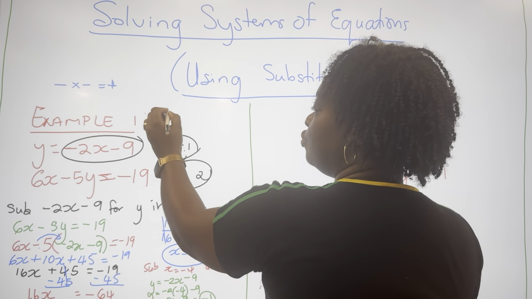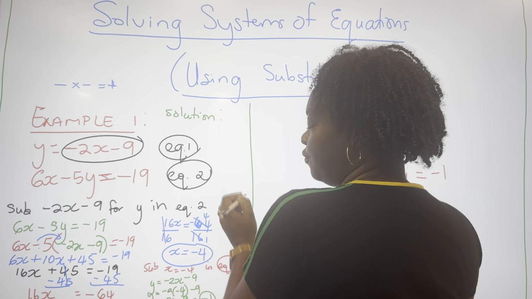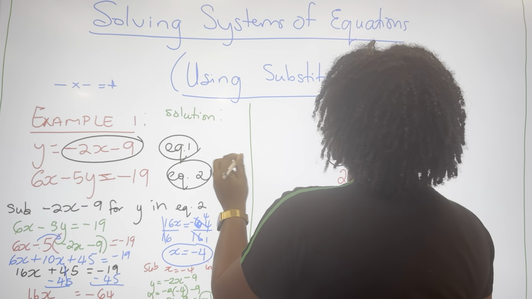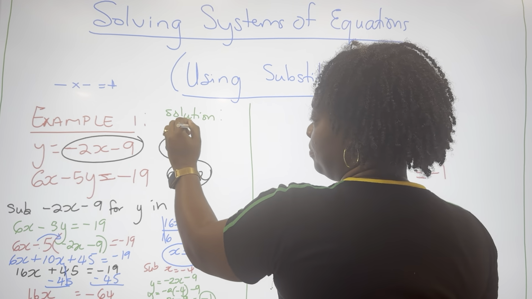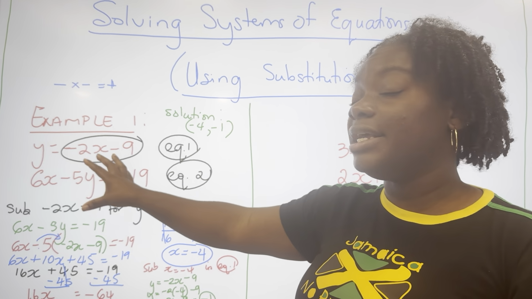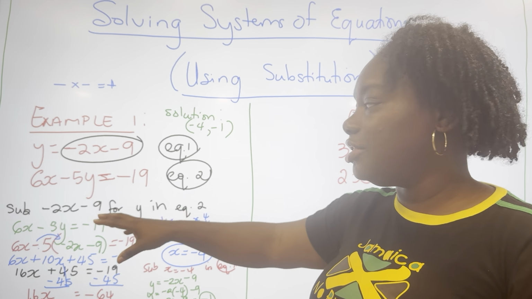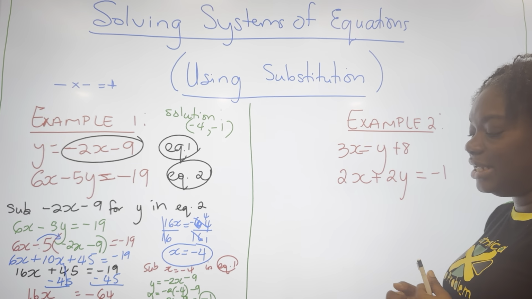So what's my solution? My solution for this system of equations is x is equal to negative 4 and y is equal to negative 1. Remember, your solution is any pair that makes your equation true. So when you plug x is equal to negative 4 and y is equal to negative 1 in these equations, it should be true. So you can always go ahead and do that and test it.